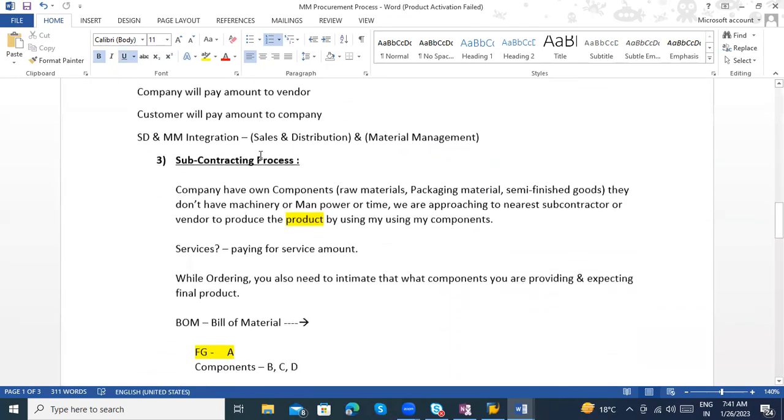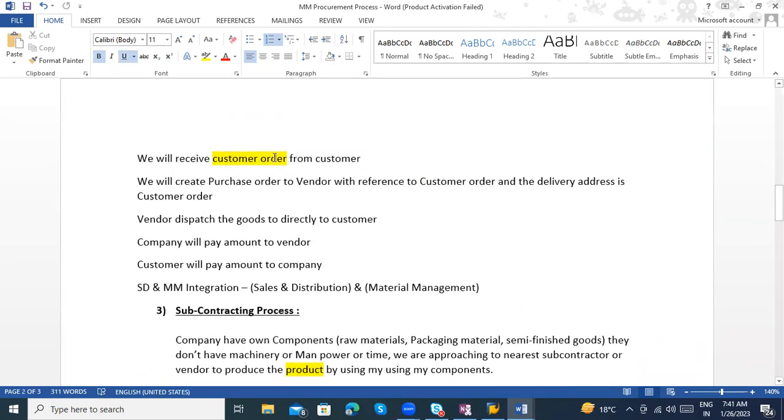And what is important here is that when we first get the customer order, I create a purchase order to the vendor. When I approach the vendor, I have to create a purchase order and inform them that this is the sales order number and this is the customer, so the stock has to be dispatched to this customer delivery address. So the delivery address will be the customer.